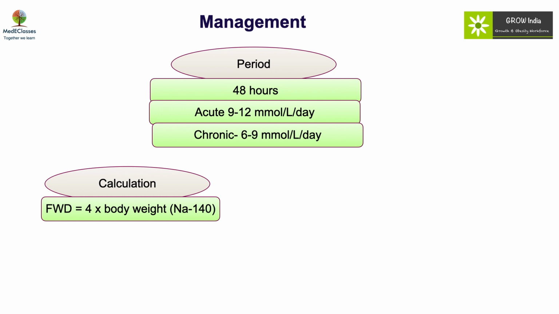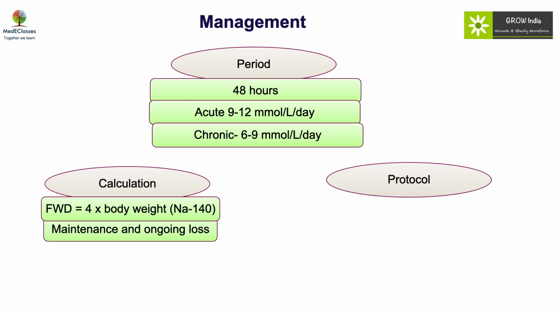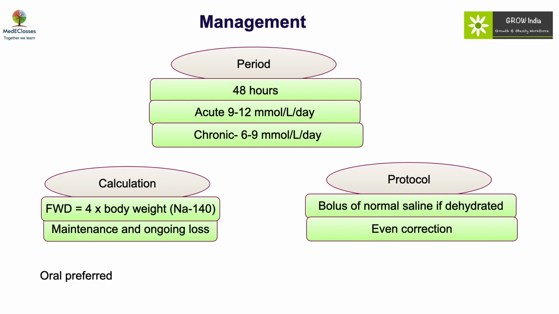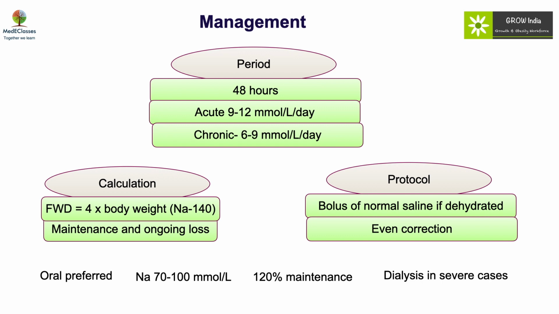The calculation includes the free water deficit, which is 4 ml per kg with regards to the sodium level. We can correct the maintenance and ongoing loss. The protocol, basically, we have to consider the normal saline bolus if required, and then even correction. If a child is able to take it orally, it's always better. Otherwise, traditionally, a sodium content of 70 to 100 millimoles per liter with 120% maintenance is usually what is required, and dialysis is indicated, of course, in severe cases.